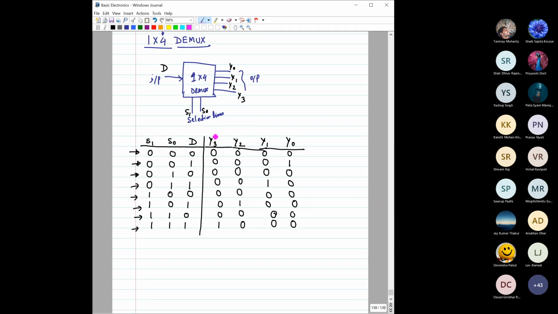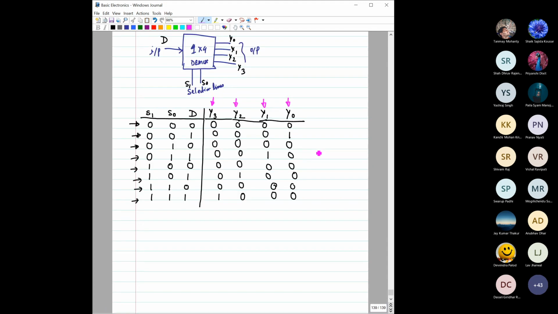So we need to construct a detailed circuit that will perform this demultiplexer operation. We need a circuit for Y3, a circuit for Y2, a circuit for Y1, same as for Y0. So let us do them step by step. Okay, what will be the circuit for Y0? Let us start from here. Please tell me, what will be the expression for Y0? From there we can find the circuit.